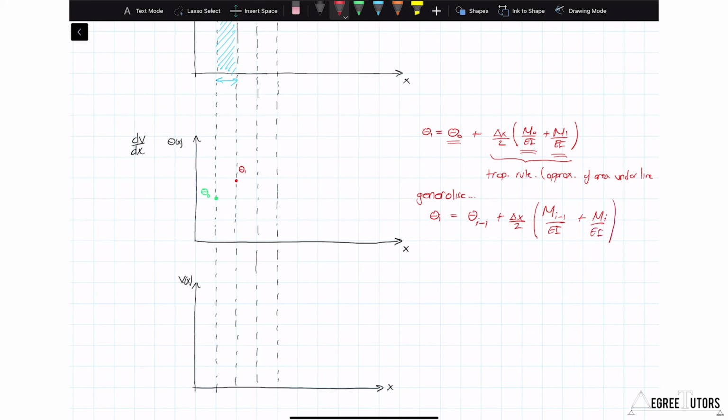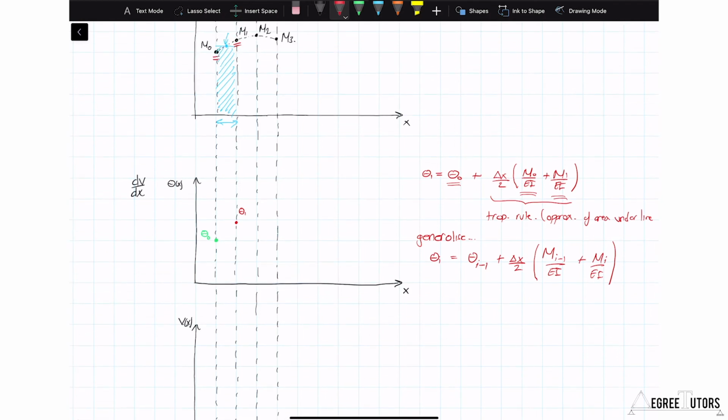Now that we've generalized it, we can go ahead and use the corresponding values of moment to work out what all of the other values of theta are. So theta 2 and let's just say theta 3 here. In that way we can step through all of our bending moment values and work out, I'm coming back to the reason why that's in green now in a second, then we can use our numerical integration to get all those values. So then it's just a rinse and repeat.